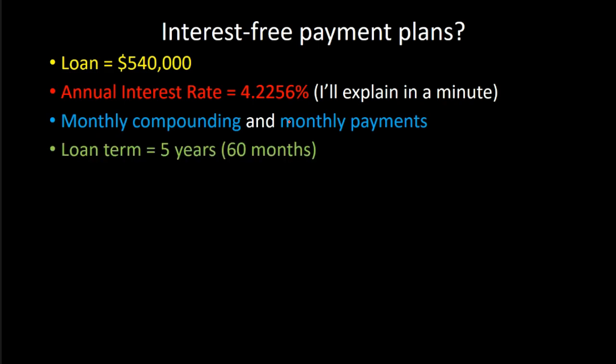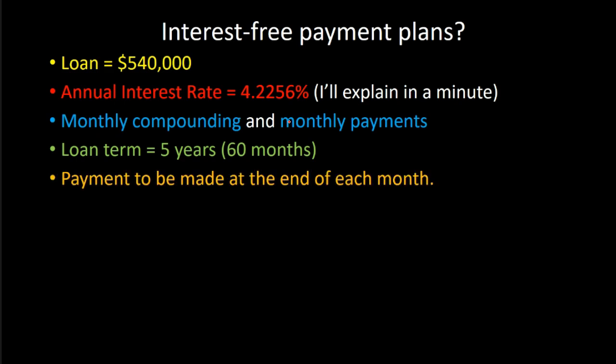And finally, the term of the loan is 5 years, which means that you'll need to make these payments over the next 60 months. And you're going to have to make these payments at the end of each month, which means that if you try to depict the situation on a timeline, then what it looks like is that you are here at time period 0. Here's month 1, month 2. Here's 60 months.